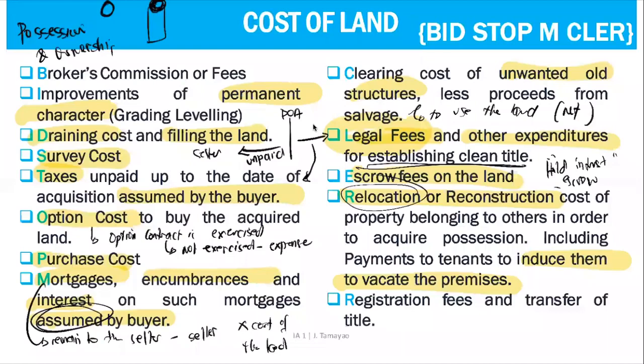So let's say there is someone who fixed the transaction between the seller and the buyer on that land. That can be a broker fee or an escrow fee. Then you can include it. So relocation costs, which can also induce other people to vacate the land, are still included in your cost of the land. And finally, your registration fees and transfer of title. Here your seller will already transfer the title of the property to your name. And normally, ikaw na buyer ang magbabayad nitong registration fees. So you will include it as part.